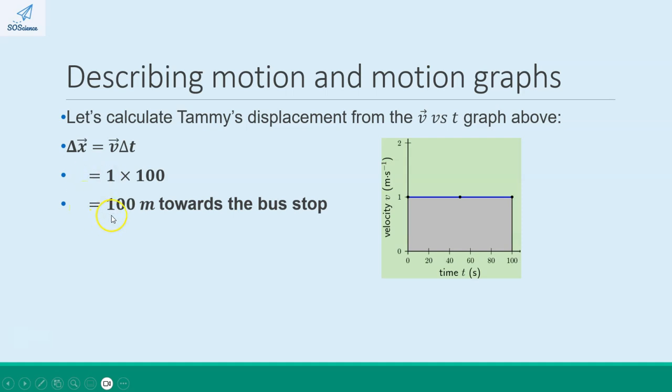We got a positive answer, meaning that the direction's positive, which is towards the bus stop. And we know based on the scenario that Tammy did indeed walk 100 meters towards the bus stop, but now we've proven it by calculating the area under the velocity time graph.